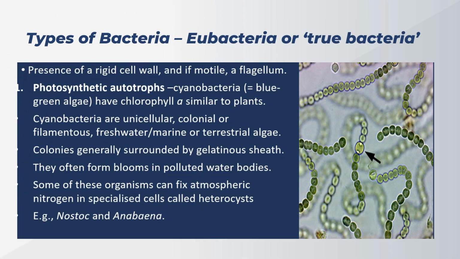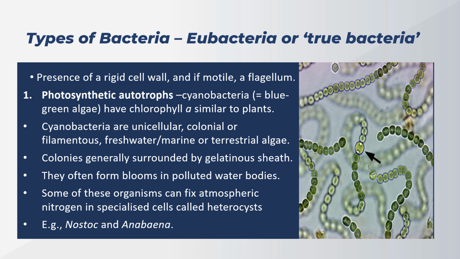The other category of bacteria, which has a rigid cell wall made up of peptidoglycan, and if they are motile they can also have a flagellum, is known as eubacteria or the true bacteria. As discussed earlier, the true bacteria can be further categorized into photosynthetic autotrophs, chemosynthetic autotrophs, and heterotrophs.